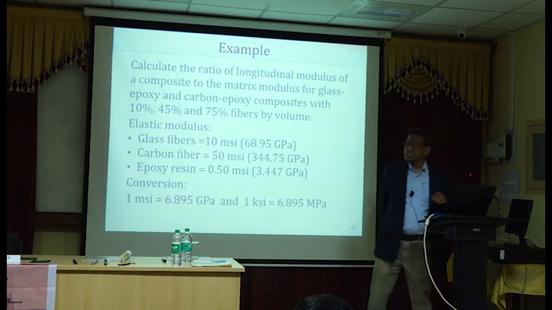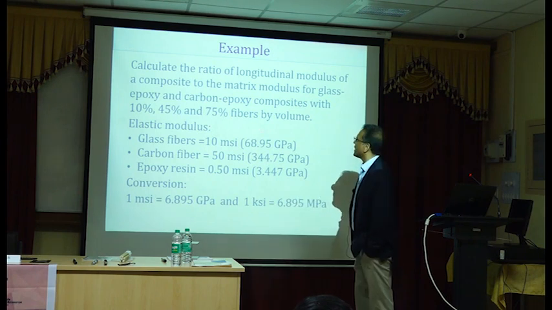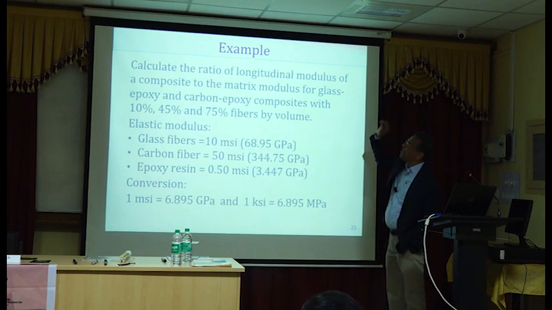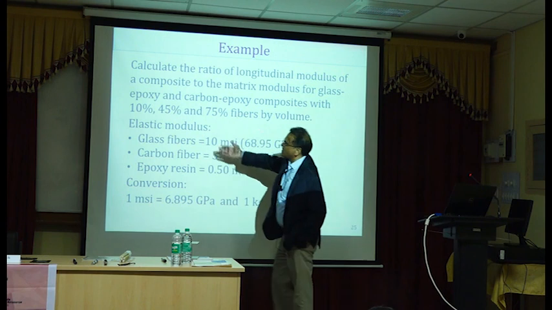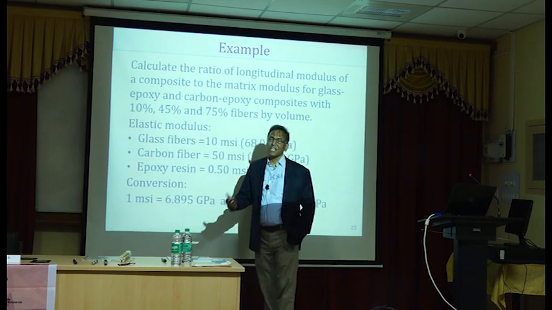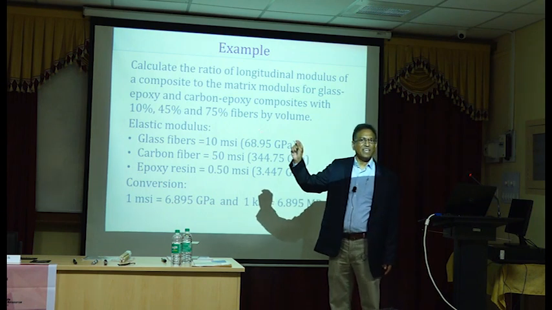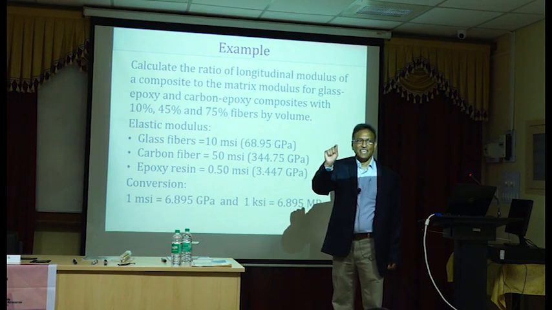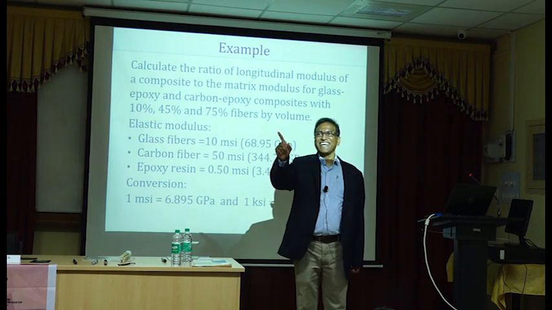All right, so a simple example. Just plug in some numbers, we'll get some numbers. That's very easy. So calculate the ratio of longitudinal modulus of a composite, when you have the properties, for 10% volume fraction. If my volume fraction is 10%, VF is 0.1. That's exactly right.